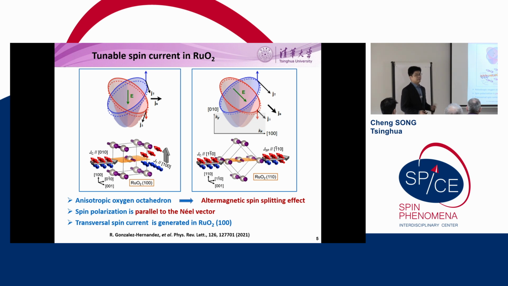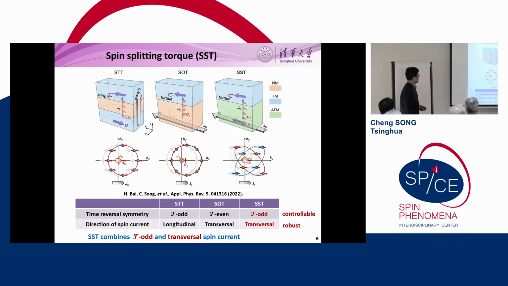This is very characteristic of the altermagnetic spin splitting effect. But differently, when the sample is in the ruthenium oxide 110 direction, we only get a longitudinal spin polarized current. We cannot get the transversal spin current. So what is the advantage of this spin splitting effect?